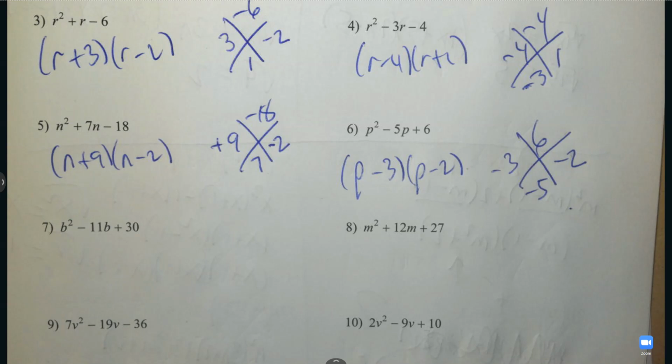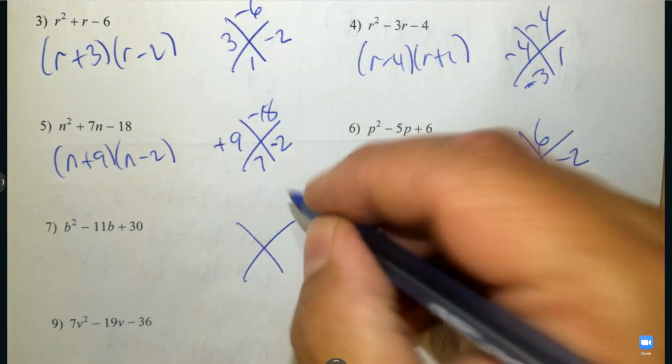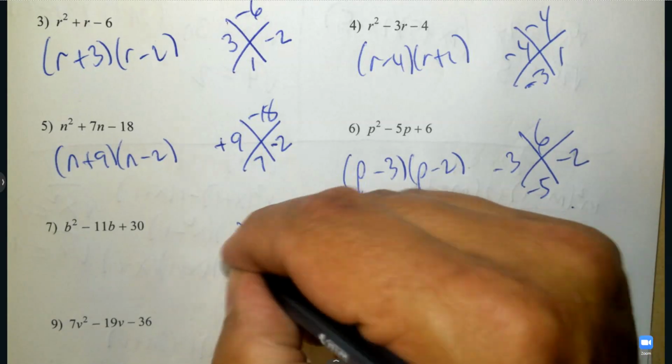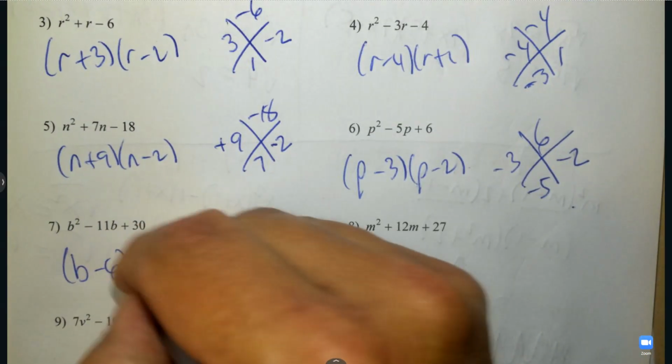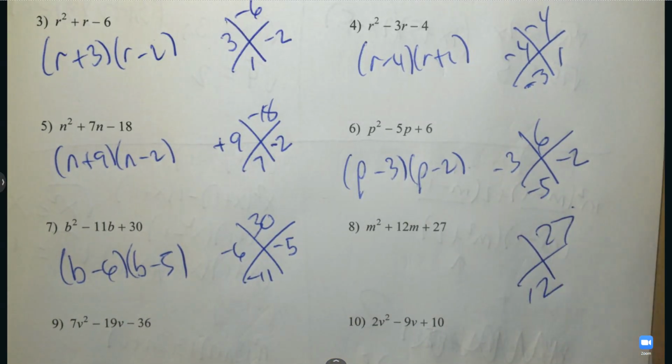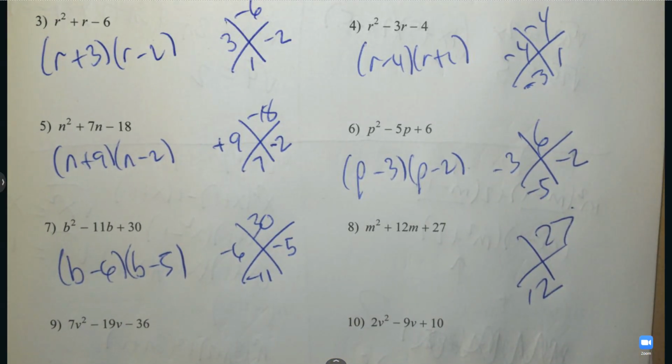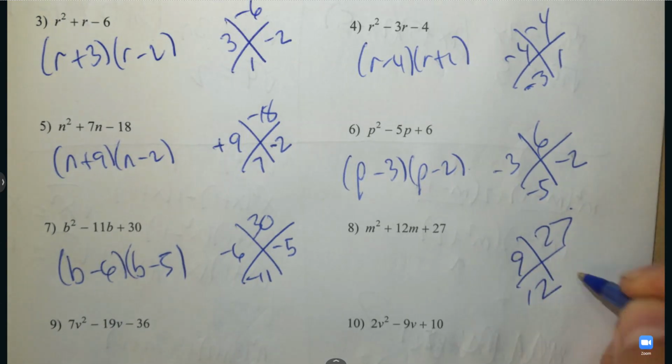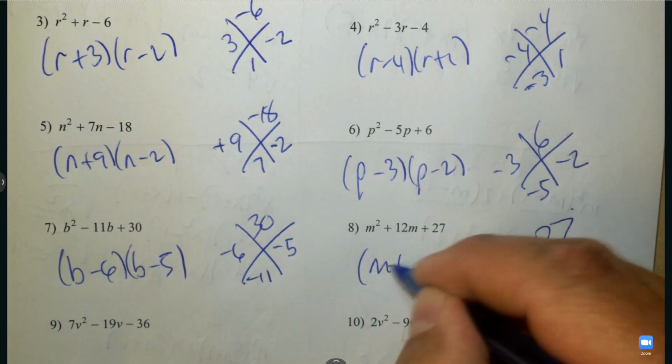For number 7, it's 30 and negative 11. That's negative 6 and negative 5. 27 and 12. Again, press pause. So those two numbers are 9 and 3.